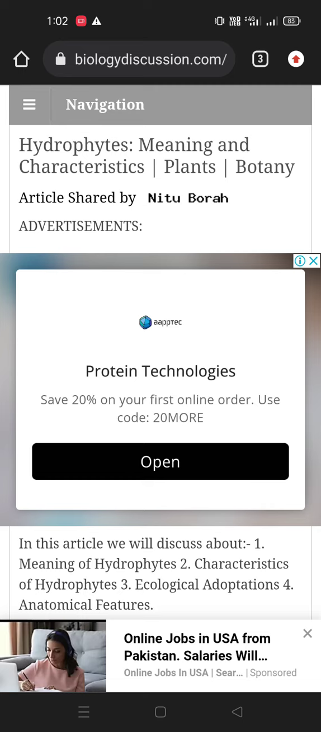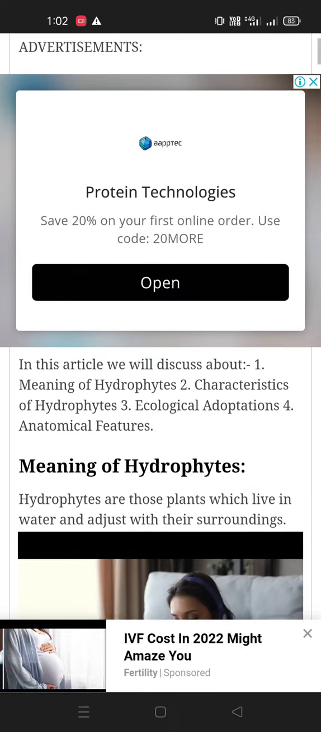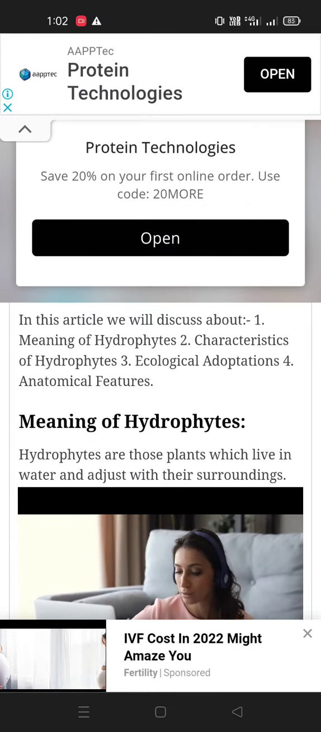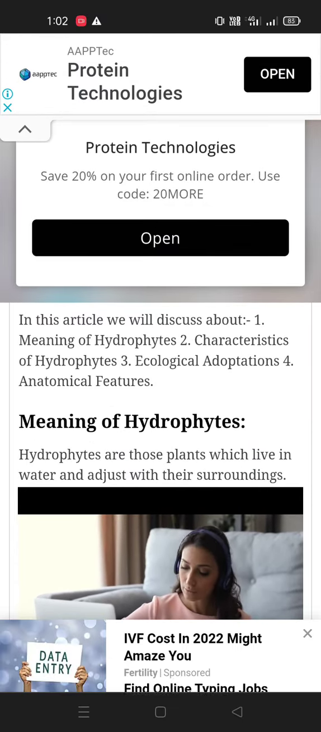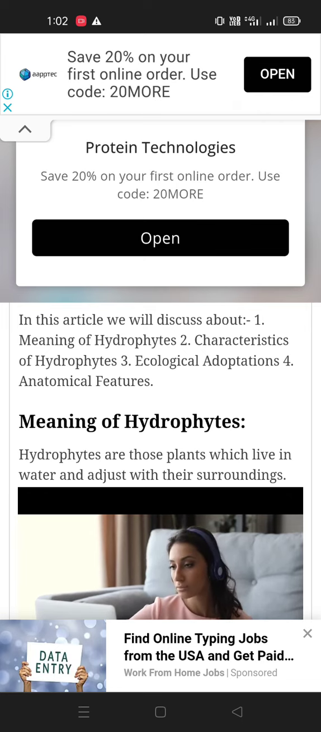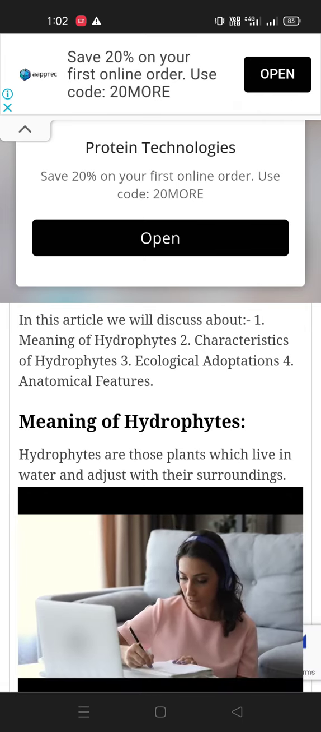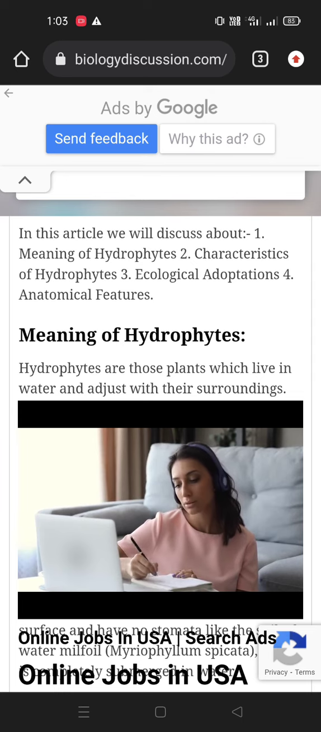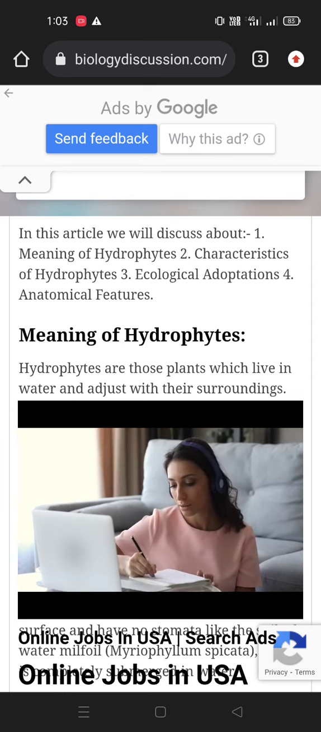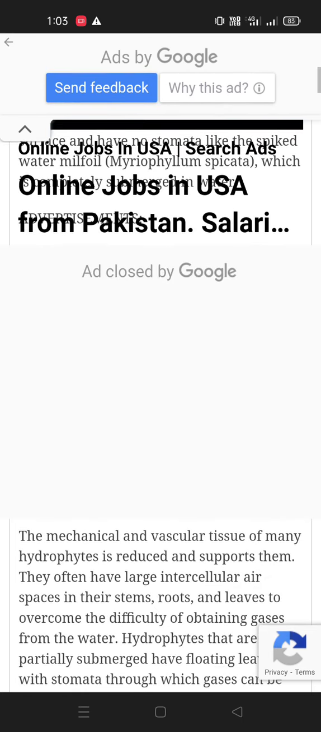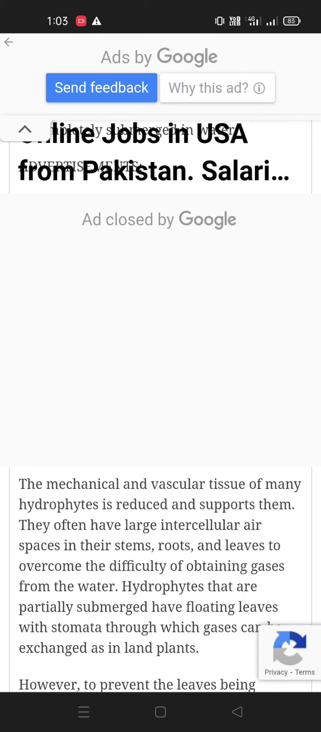So guys, you can see that I have already searched for hydrophytes meaning and characteristics, plants, botany. In this article we will discuss number one, the meaning of hydrophytes, number two, characteristics of hydrophytes, number three, ecological adaptations, and number four, anatomical features. You can see some online jobs also. These are ads running here.